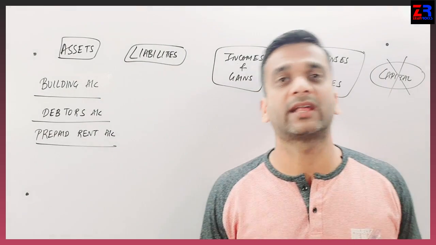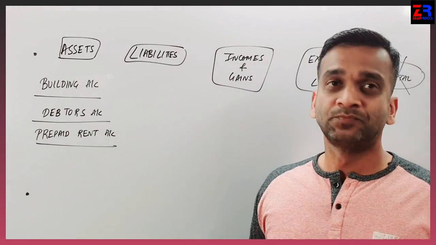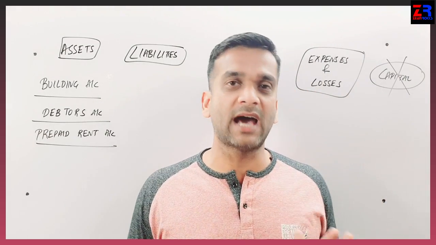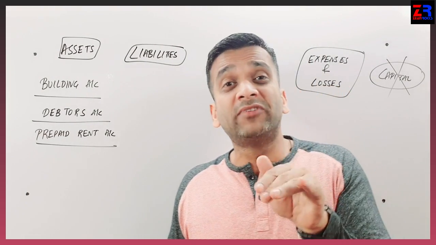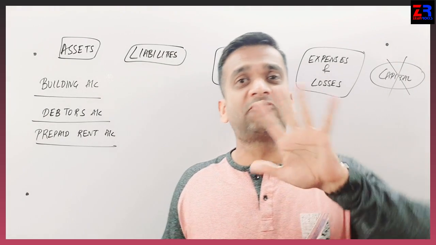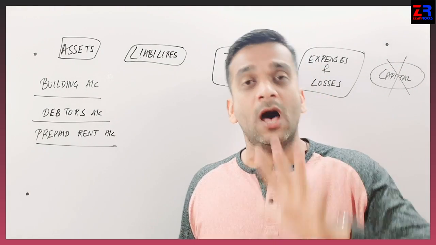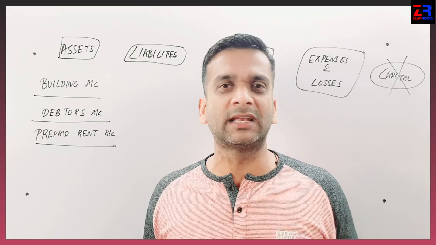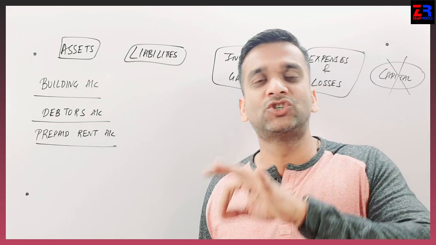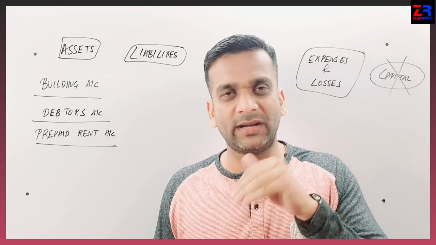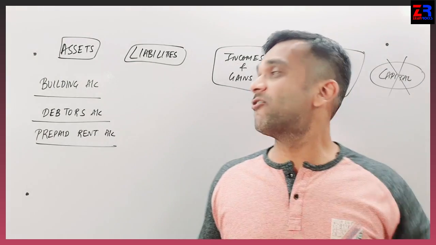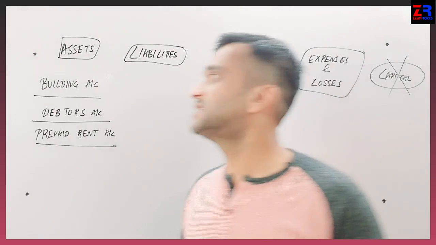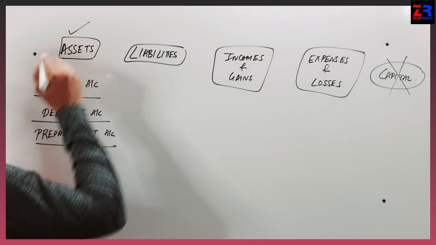Is it understood? Prepaid rent: I have paid the rent in advance. I have paid the rent in advance, that means the benefit will be receivable. For example, 5 months rent I have paid in advance. For 5 months I can enjoy my property, my rented property, because I have paid the rent in advance. So it is an asset.